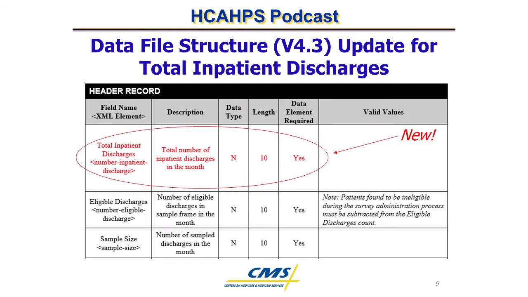Slide 9, Data File Structure version 4.3, Update for Total Inpatient Discharges. Now we will go over the details for data submission of the new variable for total inpatient discharges. This slide shows a screenshot of the new data file structure for the header record. The updated data file structure is version 4.3 and can be found in Appendix Q of the HCAHPS QAG version 15.0. Note the new field name shown in the first column will correspond to the new data entry field for self-administering hospitals using the online tool for data submission.